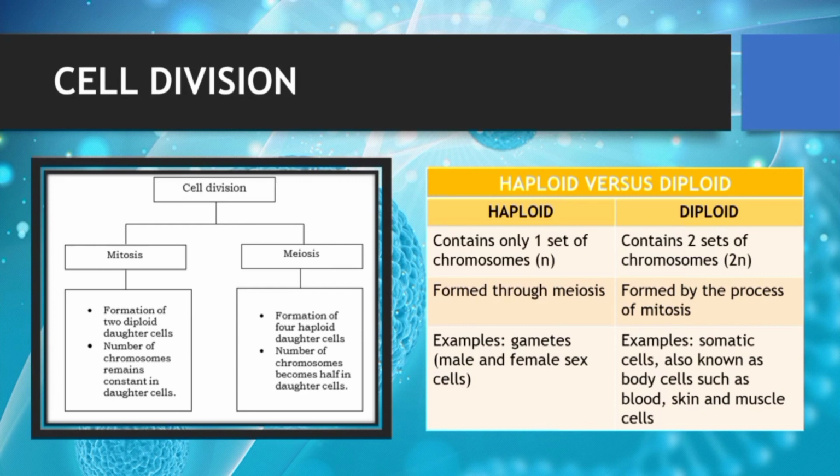So, here are some examples of haploid cells. Haploid cells would include the gametes. Para mas madali, when we say gametes, these are the male and female sex cells, the egg cell and the sperm cell. And for diploid cells, these are somatic cells, or also known as body cells, such as blood, skin, and muscle cells.